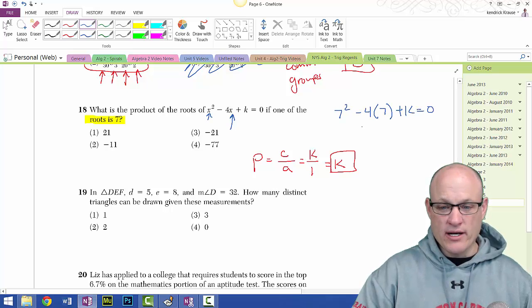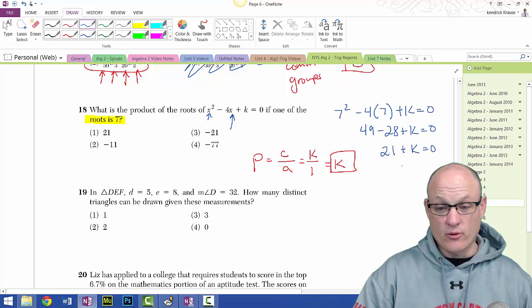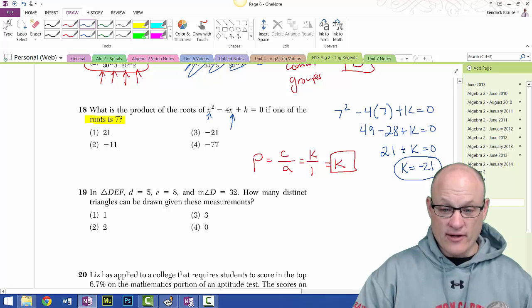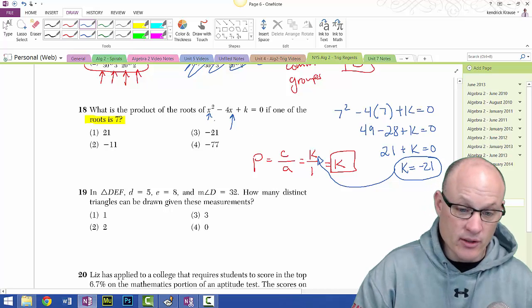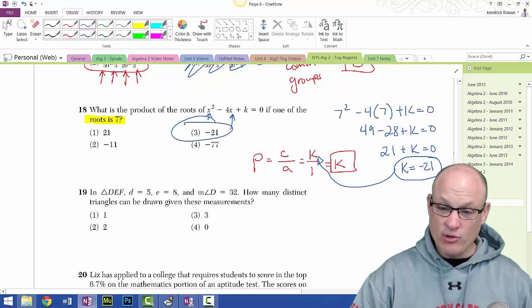Well, that's 49 minus 28 plus k equals 0, or 21 plus k equals 0. Now, when I bring the 21 over, I find out k is negative 21. If I go back and put it in my formula, my answer is negative 21. And that's it, kids. That's all she wrote. Party's over.